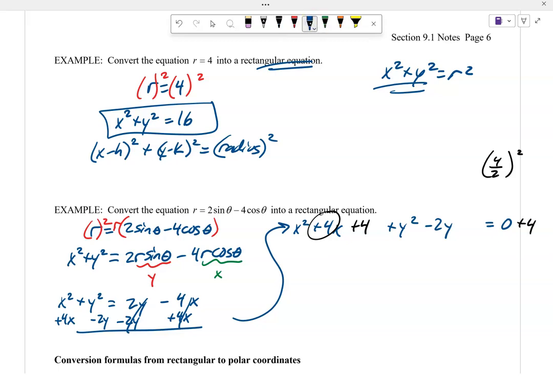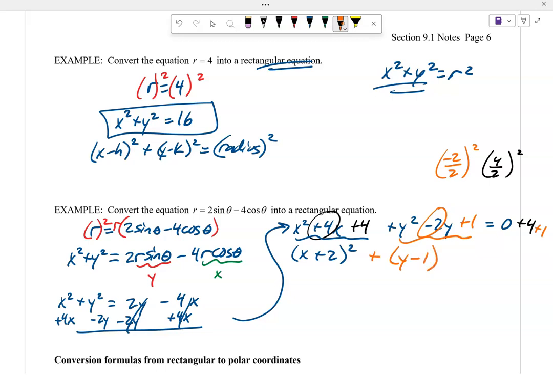And now notice this will factor. X plus 2 times x plus 2. See how that factors now? I completed the square. And then over here, I'm going to take that term, negative 2 over 2, and square it. Negative 1 squared is a positive 1. And now this will factor, and don't forget to add it to the other side. I almost forgot to add it to the other side. It'll factor into y minus 1 times y minus 1. And then I got 0 plus 4 plus 1, or 5. And so notice again, I've got a circle.